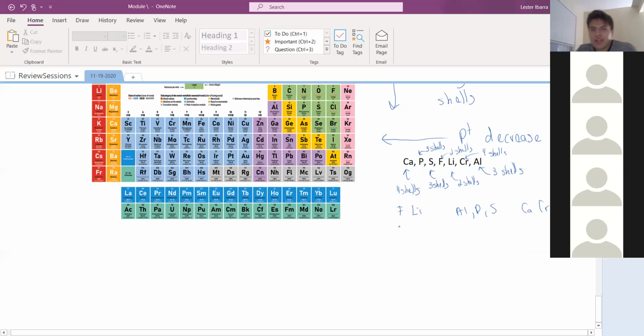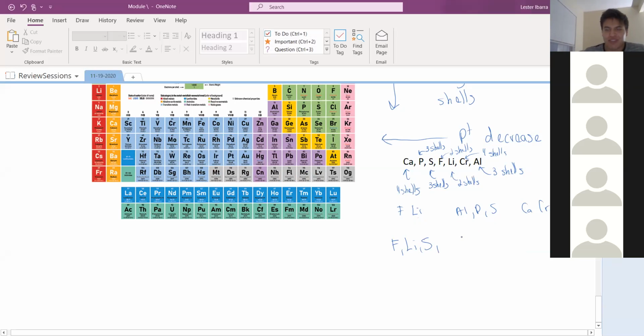So now between fluorine and lithium, which one has less protons? Lithium. So then fluorine would be smaller, followed by lithium. And then aluminum, phosphorus, and sulfur. Which one has the least electrons of the three? Aluminum. Oh, I'm sorry, I did it backwards. Which one has the most protons between aluminum, phosphorus, and sulfur? Sulfur. So sulfur would be smaller.